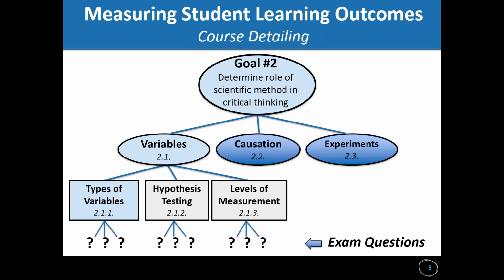Then when we detail out variables, you can see how we're coming down one more level. So from variables, which is 2.1, we have types of variables at 2.1.1, hypothesis testing at 2.1.2, and levels of measurement at 2.1.3.